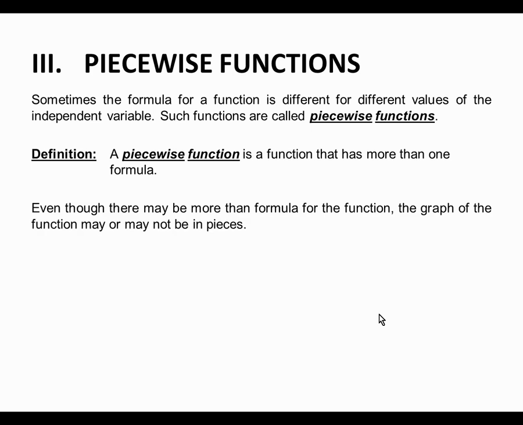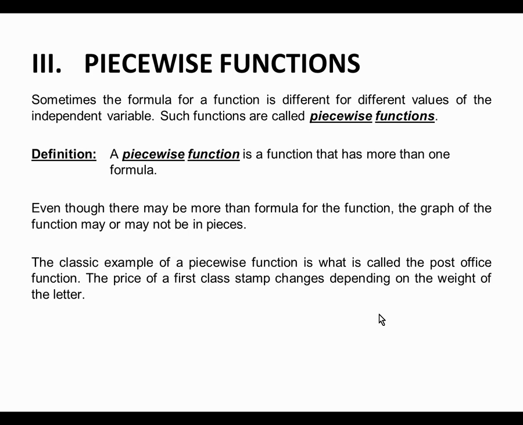So even though there may be more than one formula for the function, the graph of the function may or may not be in pieces. It depends upon how nicely the pieces of the formula patch up with each other. The classic example of a piecewise function is what's called the post office function. The price of the first stamp changes depending upon the weight of the letter, and it just literally jumps up to the next price, so it's not a gradual thing. The post office function will be our first example.